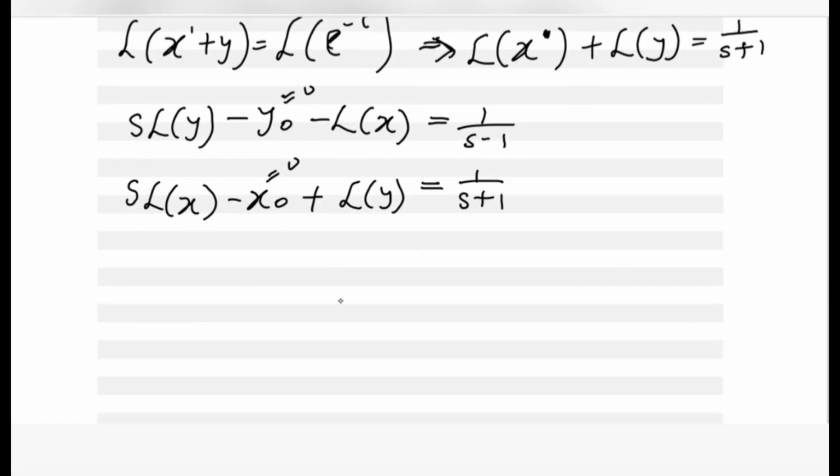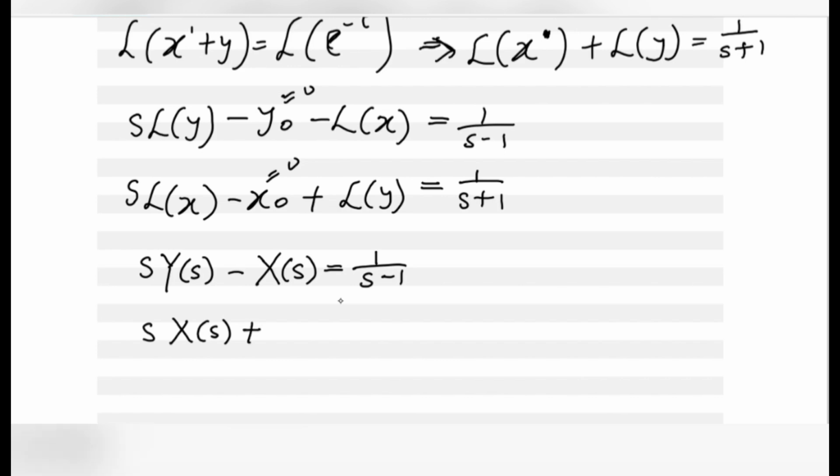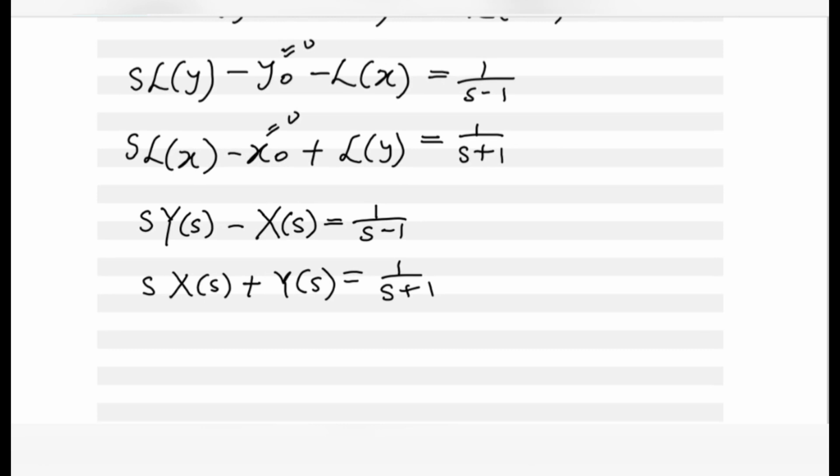So with that, we'll write this whole expression. This will give us s Y of s minus X of s equals 1 over s minus 1, and s X of s plus Y of s gives us 1 over s plus 1. And we are looking, so to solve this, we have to either solve for Y of s or X of s. And to do this, so for the first one, let's try and solve for Y of s.